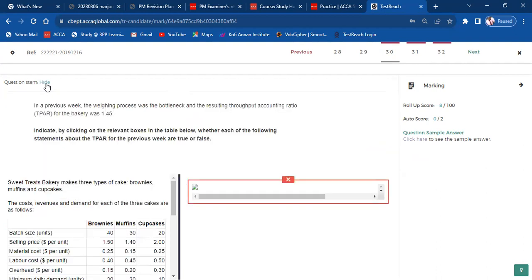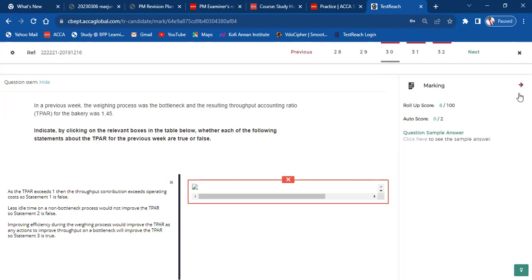Question stem, show the question stem. Indicate by clicking on the relevant boxes in the table below whether each of the following statements about the throughput accounting ratio for the previous week are true or false. Click here to see the sample answer. I'm wondering what is there. I've solved this question before, but I definitely don't remember what is here to choose from. But in the previous week, the weighing process was the bottleneck, and the resulting throughput accounting ratio for the bakery was 1.45. Indicate by clicking on the relevant boxes in the table below whether each of the following statements about the throughput accounting ratio 1.45 for the previous week are true or false.